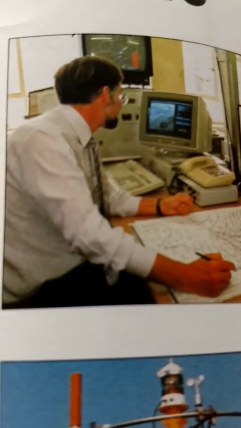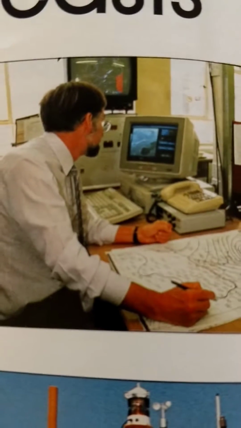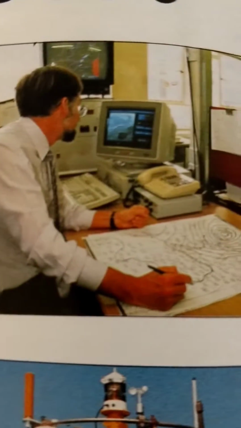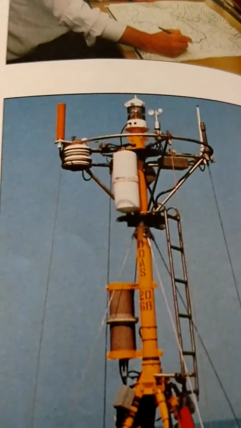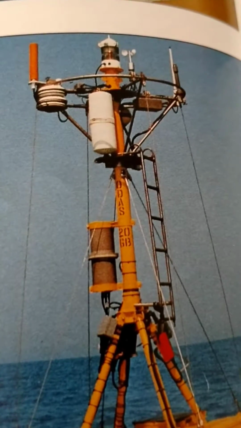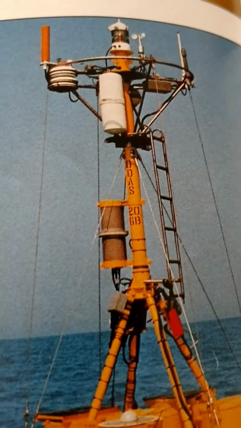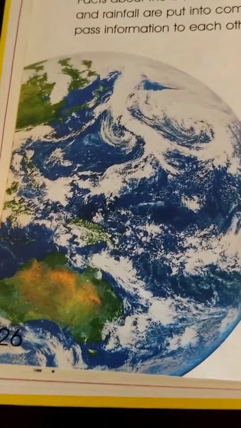Weather forecasts. Weather forecasters are people who gather information from weather stations all over the world, even from space, and use it to tell us what weather we will be having. Facts about the air, wind, temperature, clouds, and rainfall are put into computers, which can pass information to each other very quickly. Weather buoys gather information from the sea. Satellites take pictures of the weather on Earth from space.